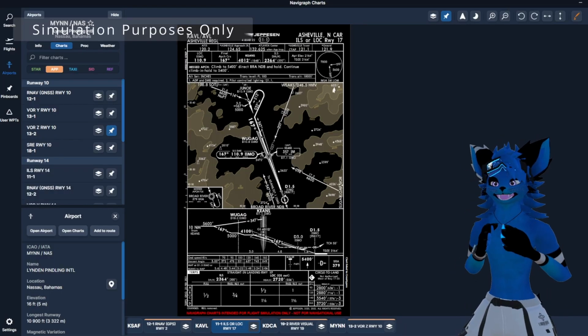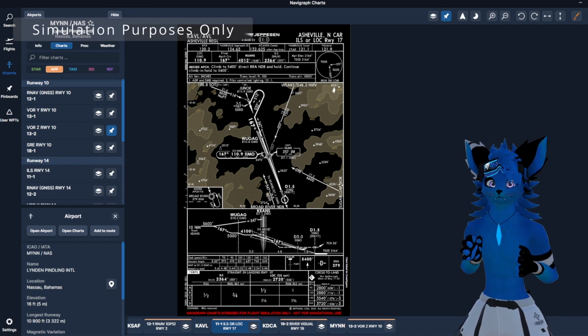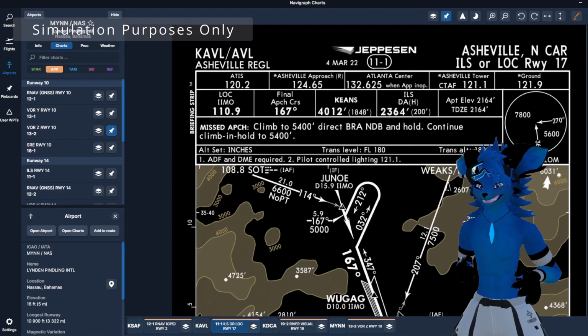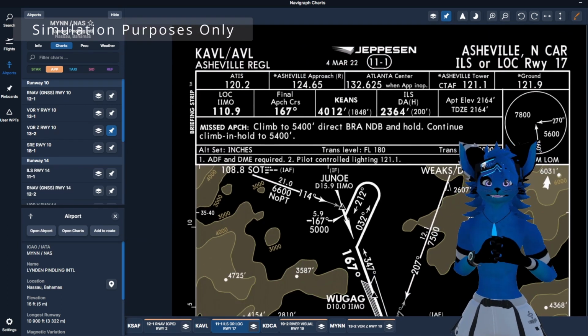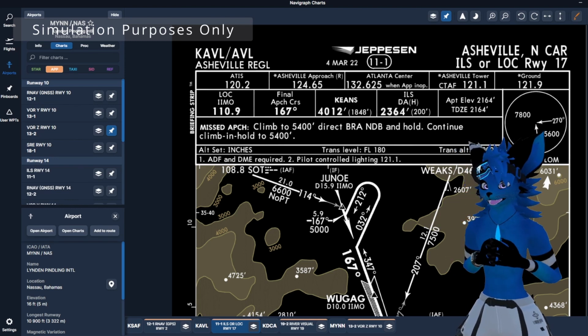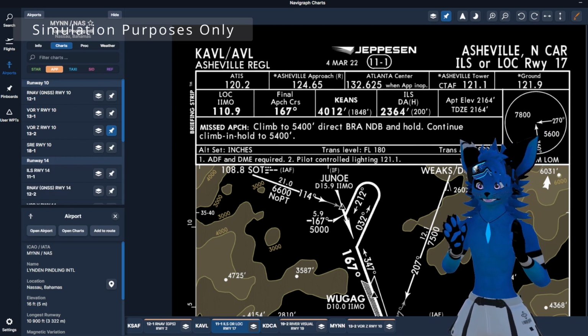This one is going to be the ILS runway 17 approach at the Asheville Regional Airport in North Carolina. So before we start reading through any of these charts, we want to make sure that we're looking at the right airport and the right approach. On the upper left-hand side, we can see KAVL, which is Asheville Regional Airport, and on the upper right-hand side, it's in Asheville, North Carolina, and it's the ILS or localizer runway 17.